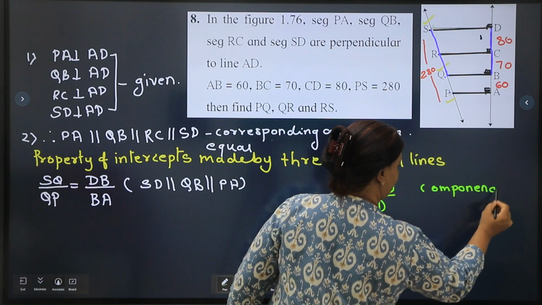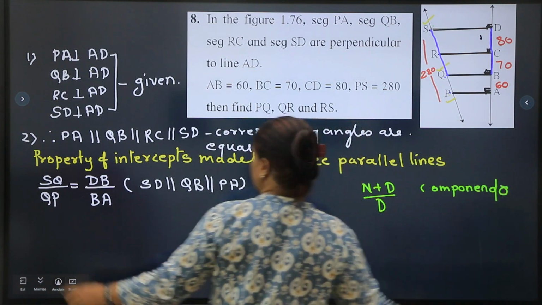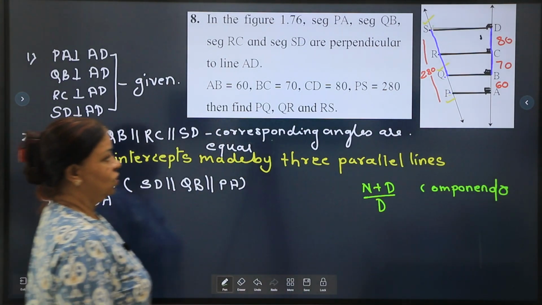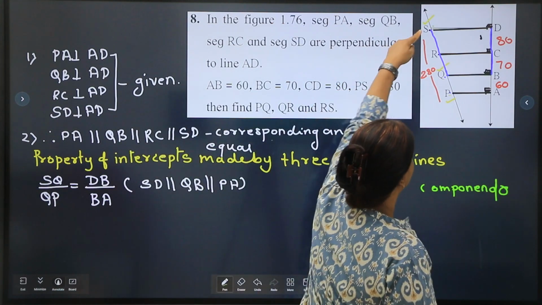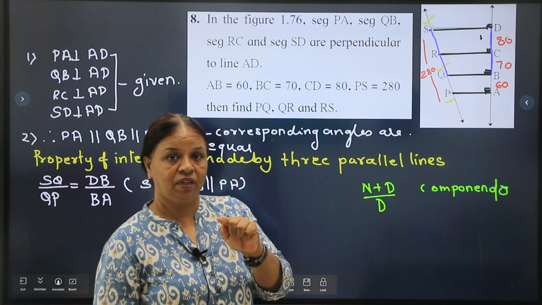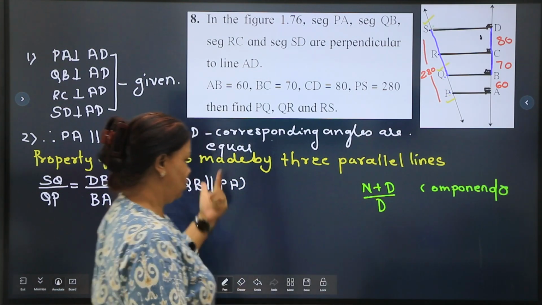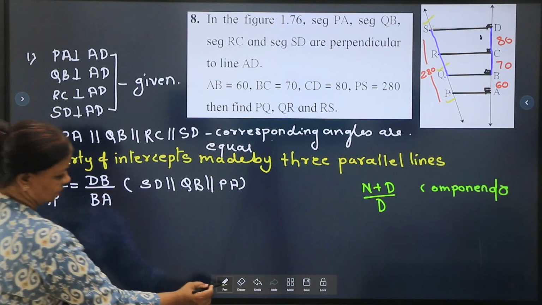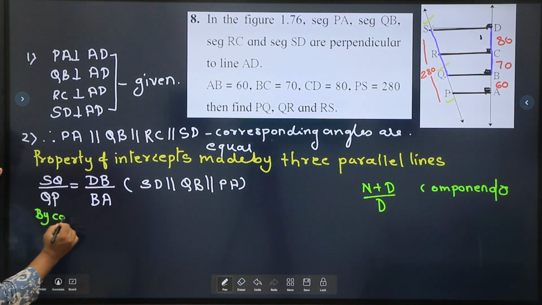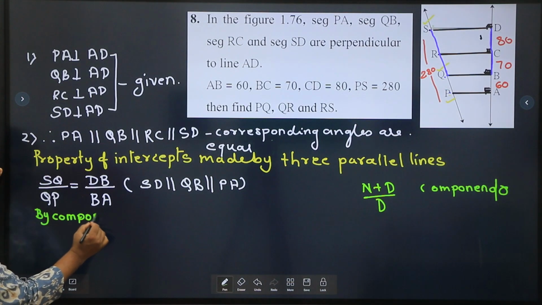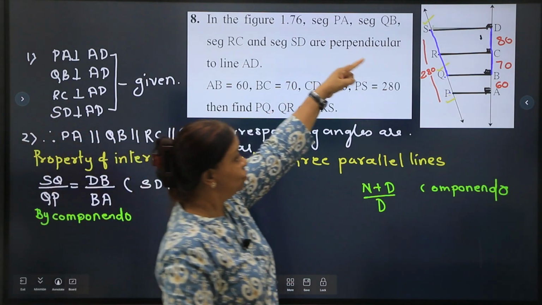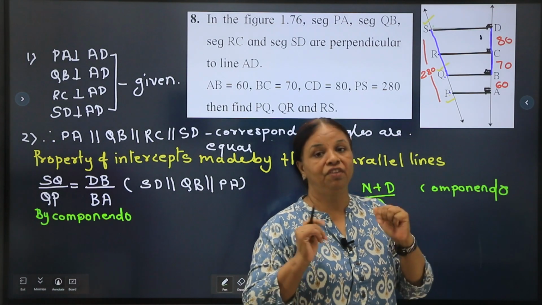Yes. What is numerator here? This SQ is numerator and QP is denominator. So if I do SQ plus QP, I will get SP, and that SP value I know that is 280. So I can use componendo here. So let's use that. By componendo. Now why are we using componendo? Because we want to use the SP value which is given for us.